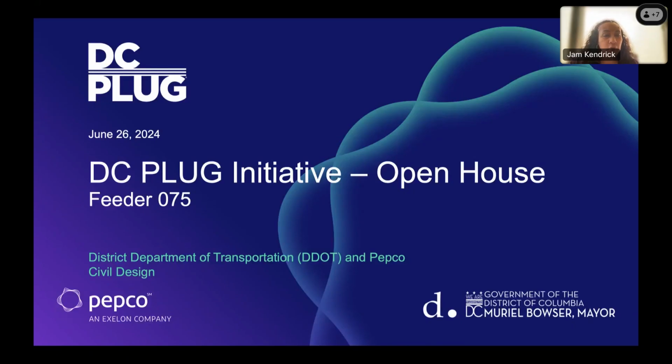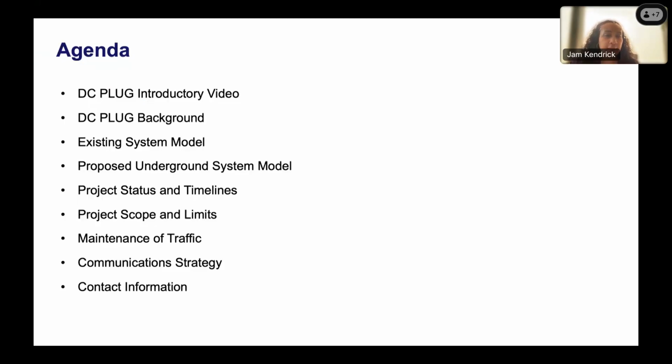Okay, I'll turn it over. We'll have a short video and right after I read the agenda. So the agenda will flow as follows: the DC PLUG introductory video, which will follow this, the DC PLUG background, the existing system model, proposed underground system model, the project status and timelines, project scope and limits, maintenance of traffic, communication strategy, and then our contact information. And now we'll watch a quick video.